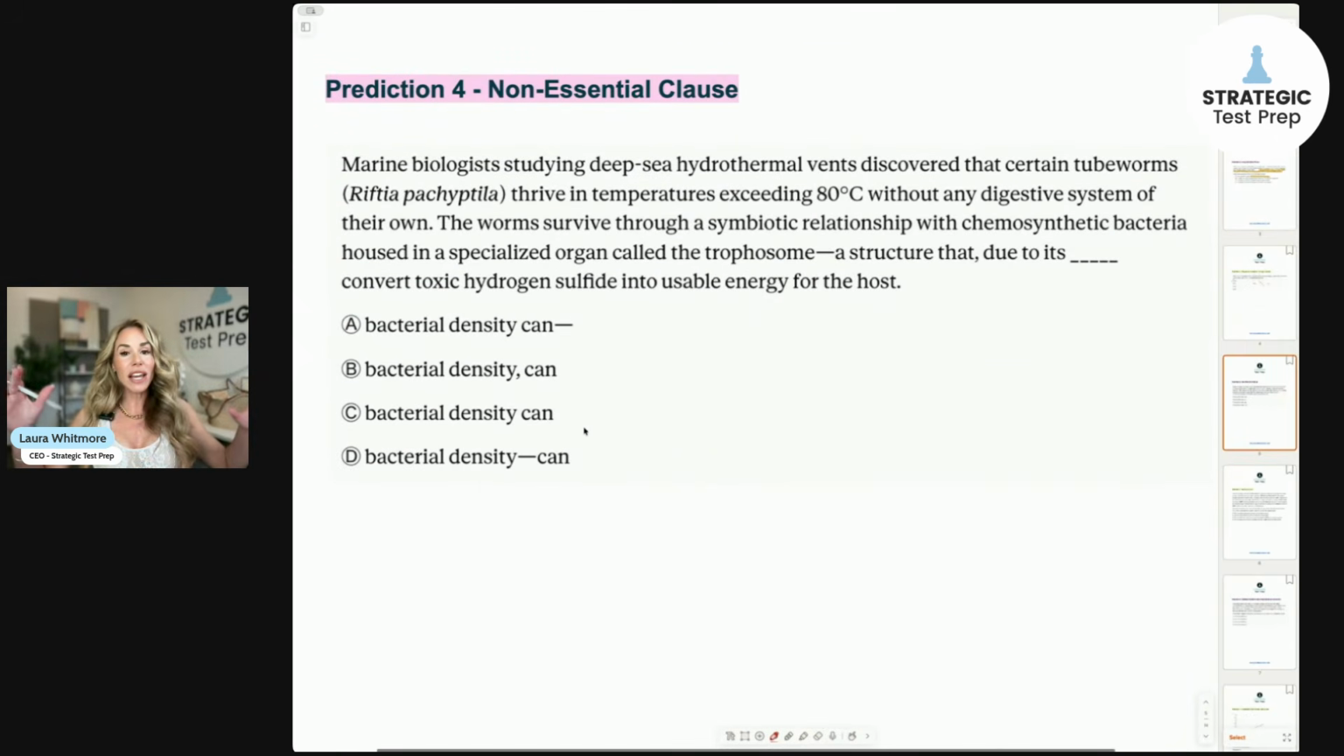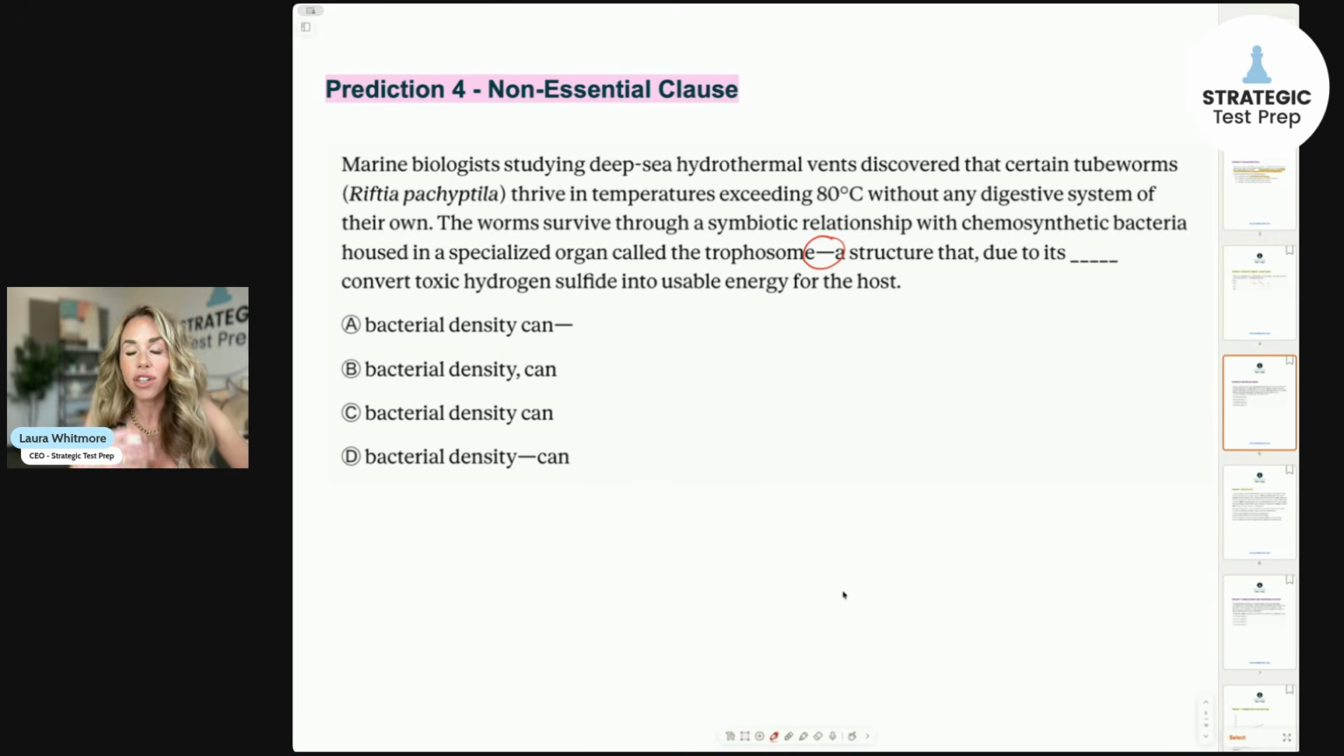All right, let's move to the 4th prediction, non-essential clauses. You guys have to be careful here because sometimes they're going to mix up the non-essential clause. A non-essential clause is basically a phrase that could be between 2 dashes, or 2 commas, or 2 parentheses. And it's just really extra information that's not needed to complete the sentence or not needed for the sentence to make sense. Now, a lot of students get in trouble because they learn that if they see a dash, they should pick a dash. But that's not the case on this one.